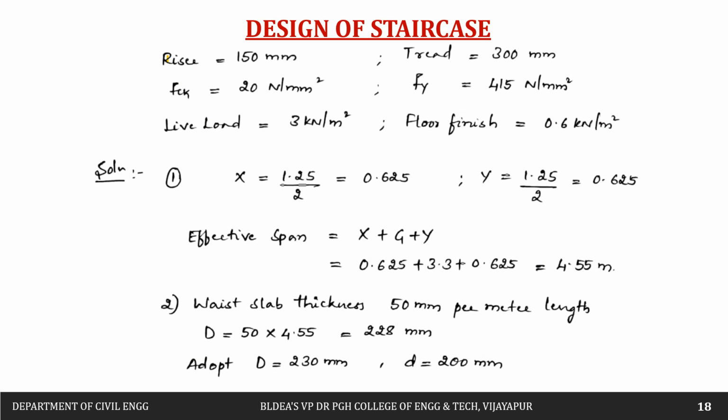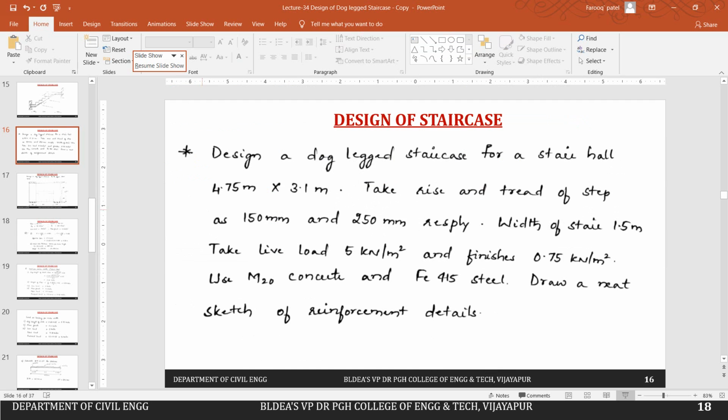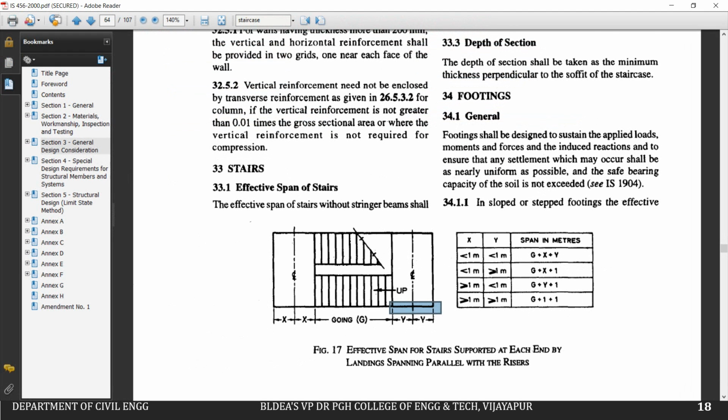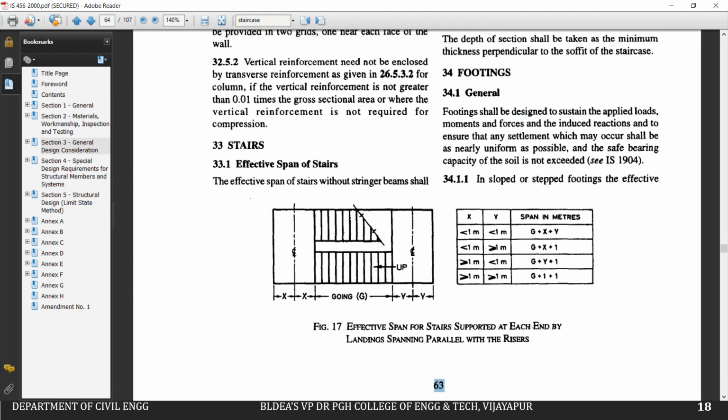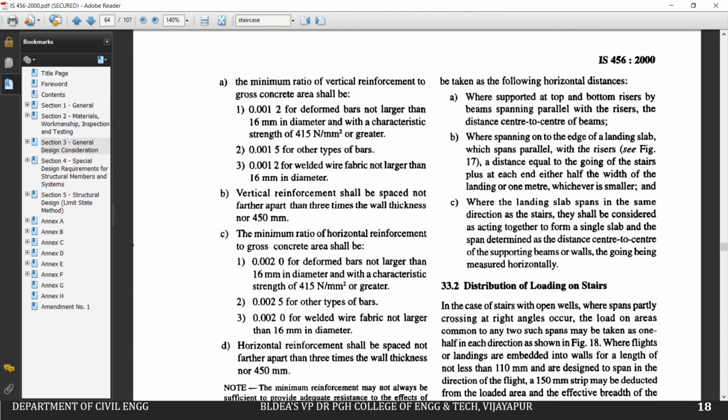There are certain clauses given in the IS 456, that also we will try to see, right? So riser is 150 mm, tread is 300 mm, fck is 20, fy is 415, live load is 3, floor finish is 0.6. Then next is how to calculate the effective span. If you refer to the code book, on page number 63 they have given it for stairs, that is effective span of stairs. Effective span of stairs without stringer beams shall be calculated somewhere here.